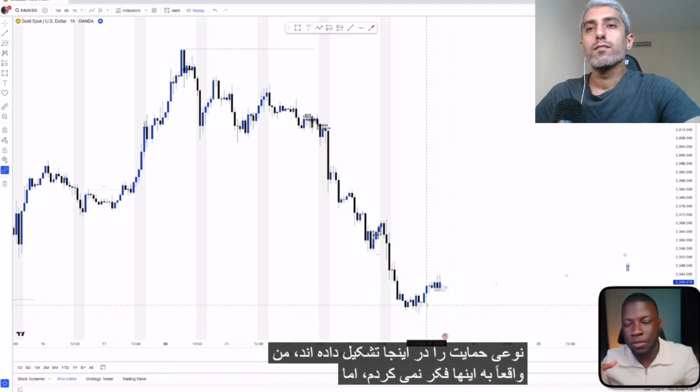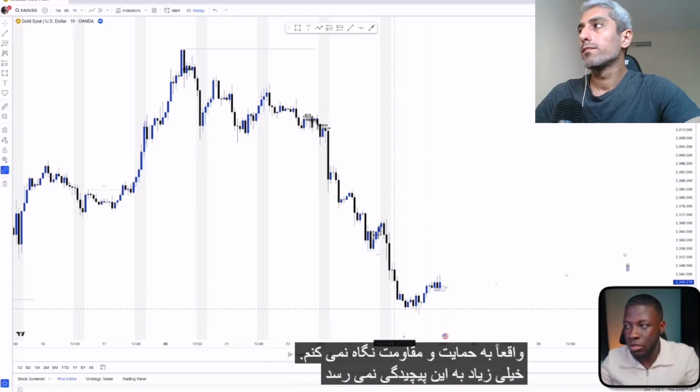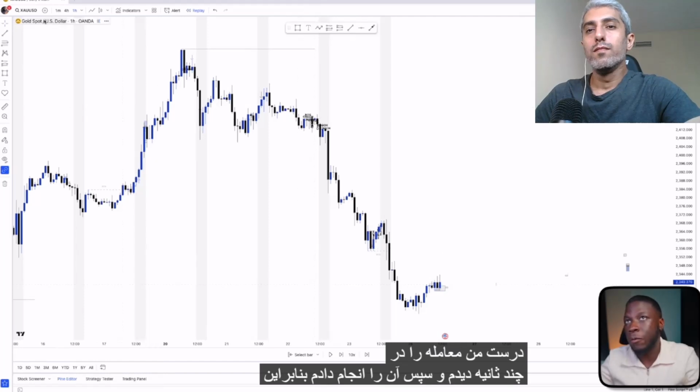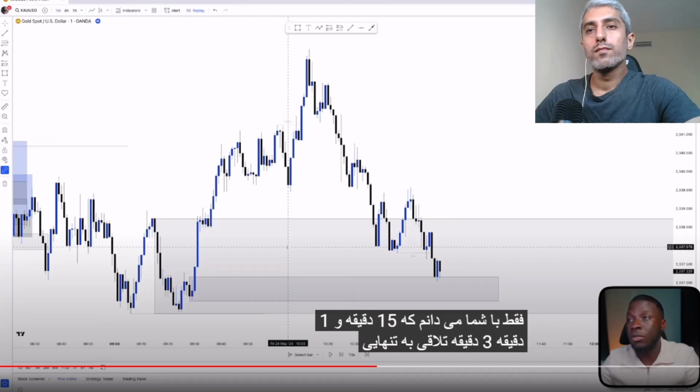I wasn't really thinking of these, but looking at it back now, I'm seeing these now. I don't really look at support and resistance too much. It doesn't get this complicated, right? I saw this trade in a matter of seconds, and then I took it. So just with the 15 minute, the 1 minute, the 3 minute confluences alone, that's kind of enough for me.